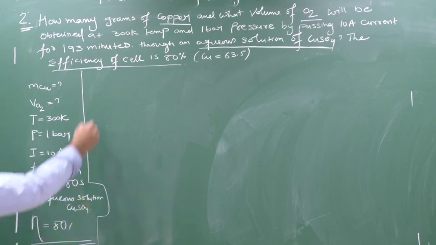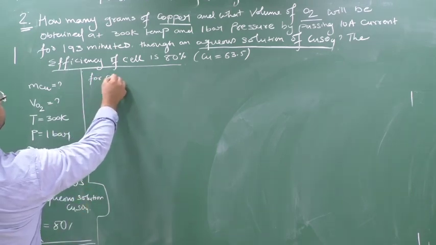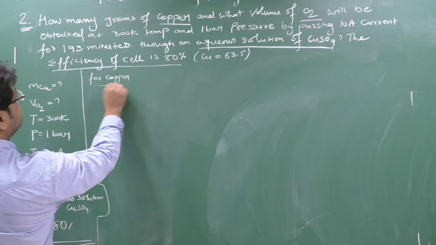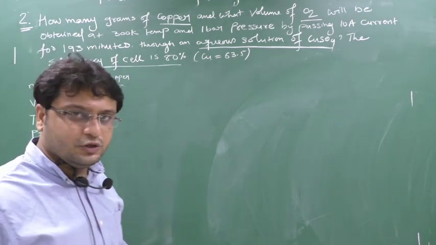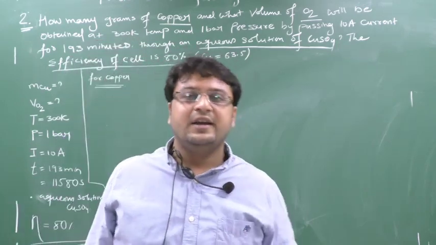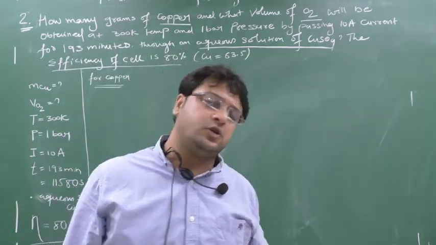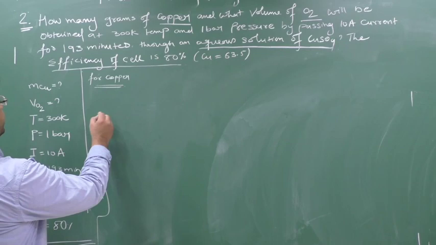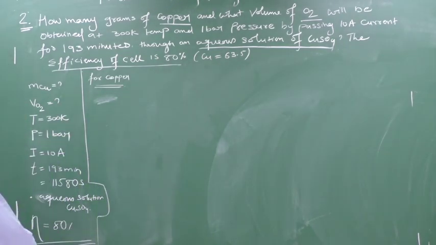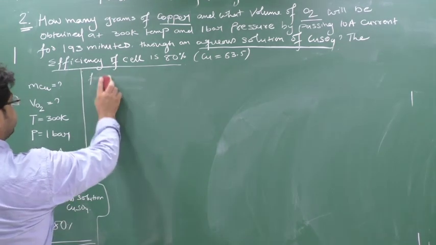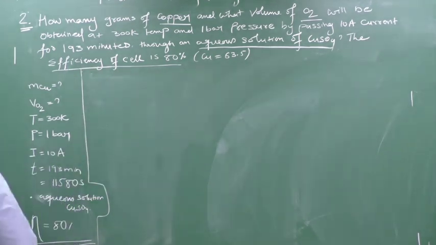First we will go with the copper. So for copper, you know, copper is a metal, yes or no? And when copper is a metal, it will undergo what? Reduction. So we write down the reduction reaction for copper. So Cu plus 2. Or before calculating the copper, we will calculate the Faraday's. It will help us. See here. So first we will calculate the Faraday's.